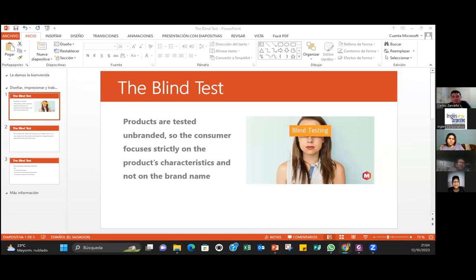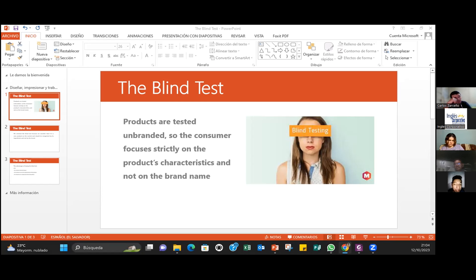Okay, good evening, classmates and teacher. In the previous class, we selected, we created with my group, the new product that is the chicken for season. I think that you remember the product. In this case, we consider that the better strategy or test is the blind test. And why? Because that is the definition of this test. The products are tested unbranded, so the consumers focus strictly on the product characteristics and not on the brand name.